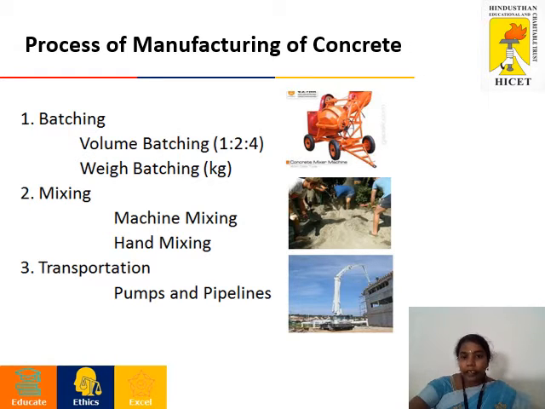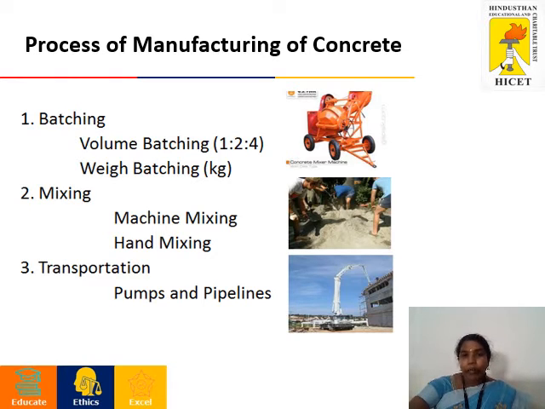The second stage is mixing. Mixing means the process of complete blending of the materials required for the production of a homogeneous mix. It can be done in two ways: the first one, machine mixing, and the second one, hand mixing. Hand mixing we already know well. Hand mixing means all the materials are mixed manually without a machine.